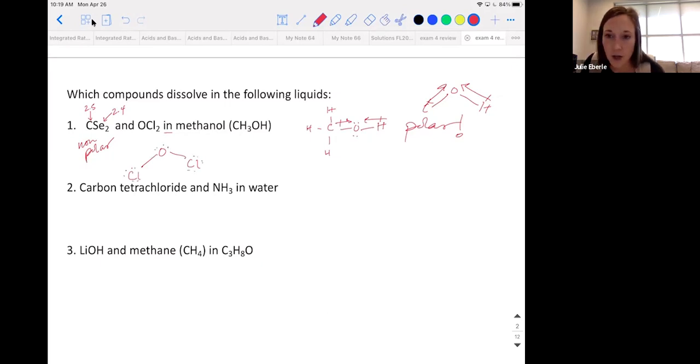The difference, oxygen is 3.5 and Cl is 3.0. So the difference there is 0.5. That is polar. So we got dipoles there, both pointing towards oxygen. This is polar. So yep, that one will dissolve in methanol.